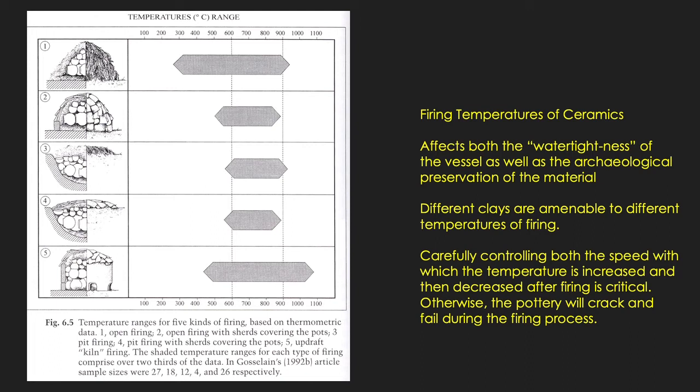Here you can see 5 different versions of firing or kilns, and the different ranges of temperature that you see in those different versions. The firing temperature of the ceramic affects both the water tightness of the vessel as well as the archaeological preservation of the material. The more highly fired it is, the longer it's going to last. Very low fire ceramics may disappear simply because of the chemistry of the soil. Meanwhile, porcelain can roll around on the beach for centuries and you can still identify it as porcelain.